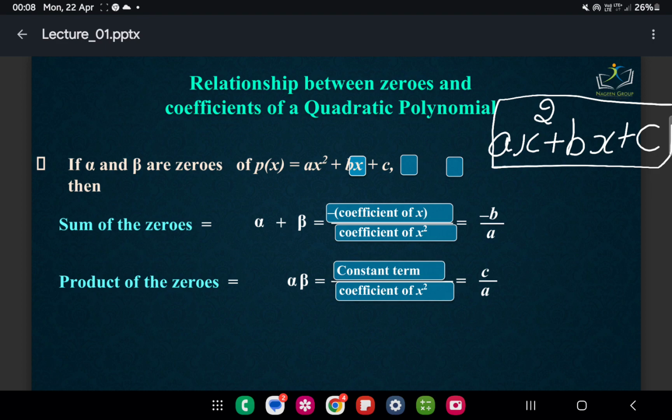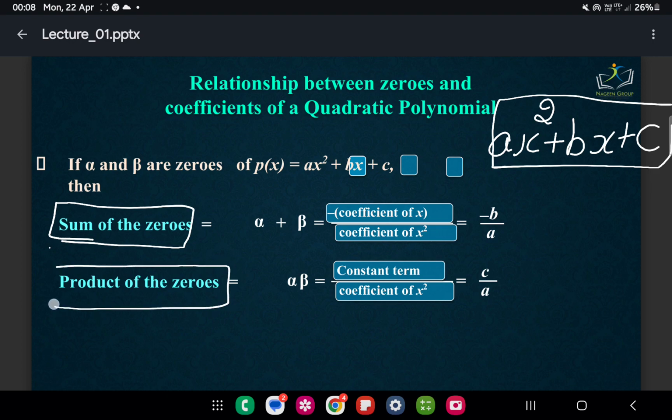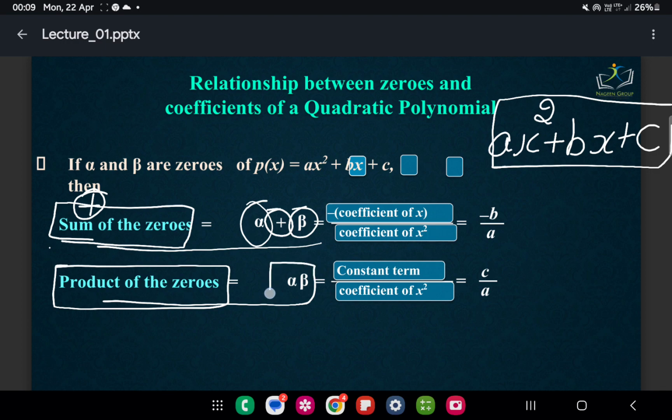Then here we have some formulas. I will tell you now: the sum of the zeros and the product of the zeros. I think you have already learned this. Sum means plus, so alpha plus beta is represented as the sum of the zeros. Product means multiplication, so alpha into beta.